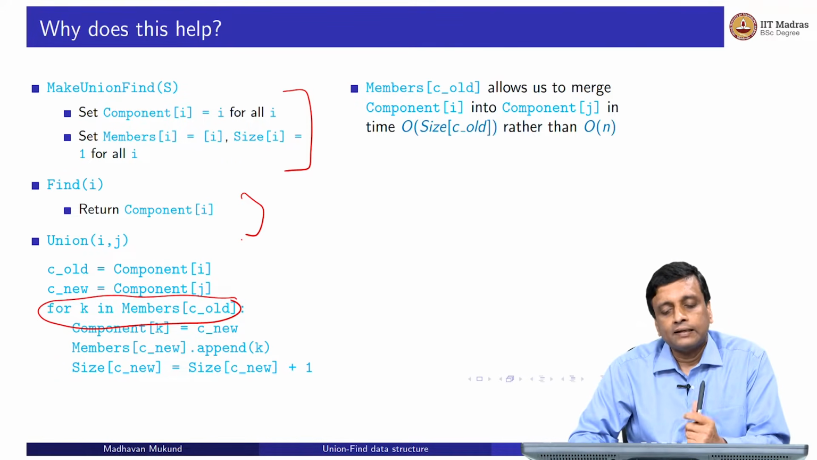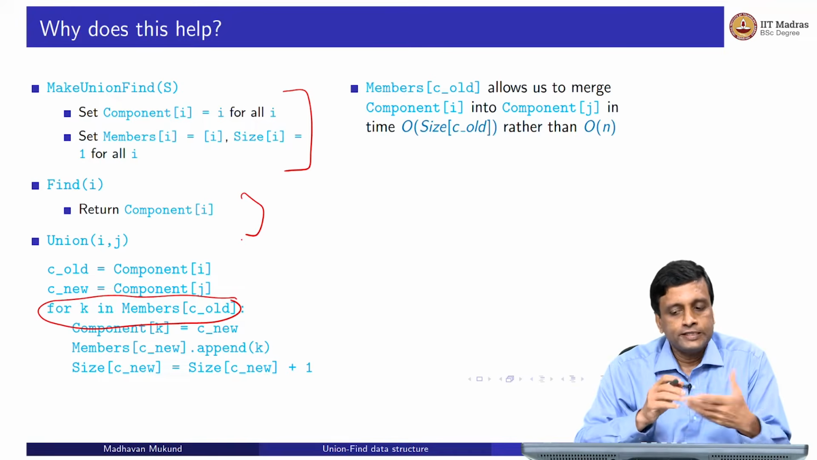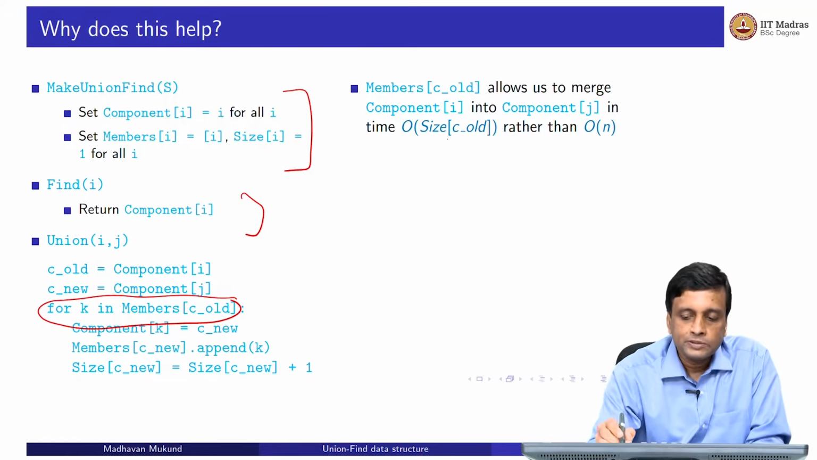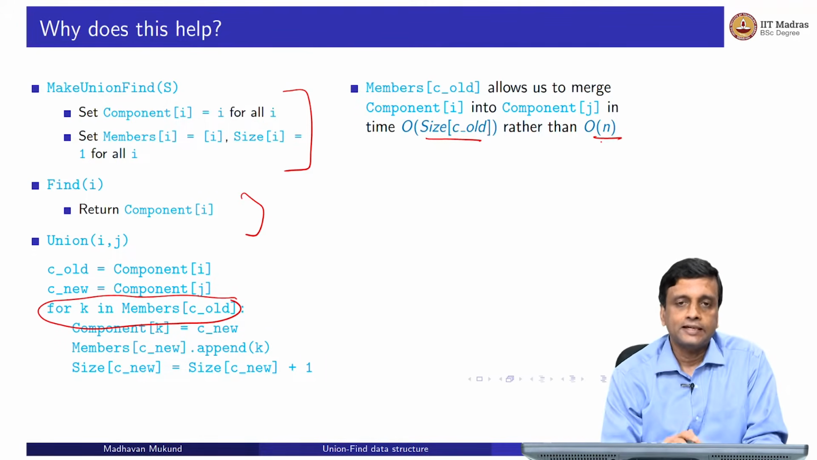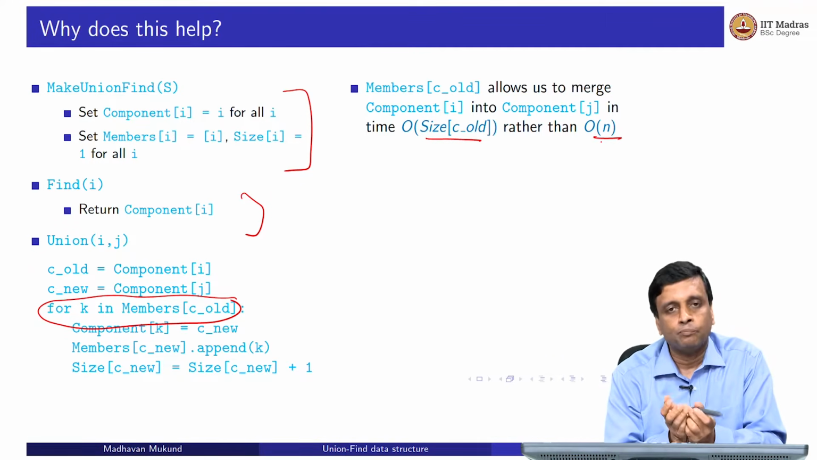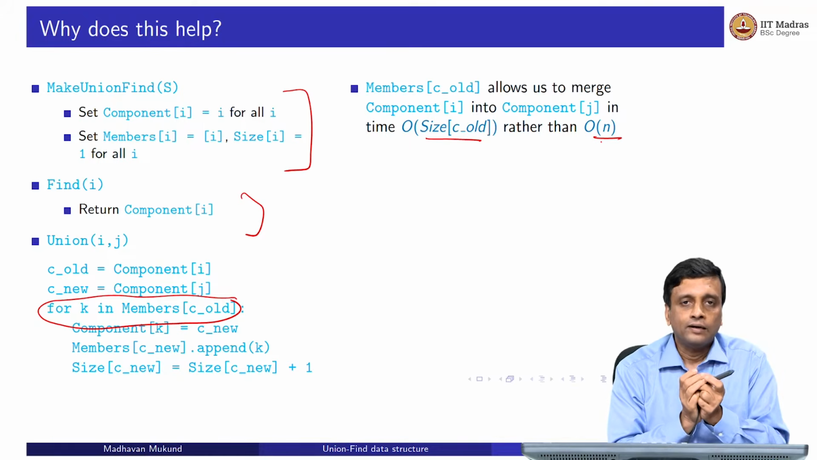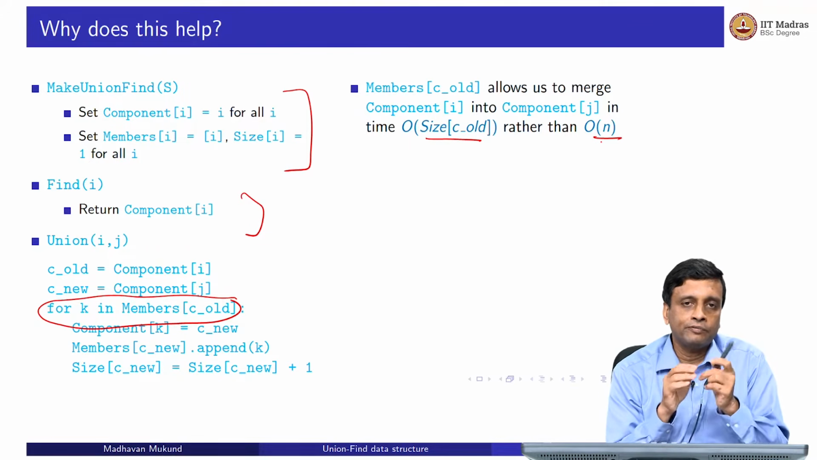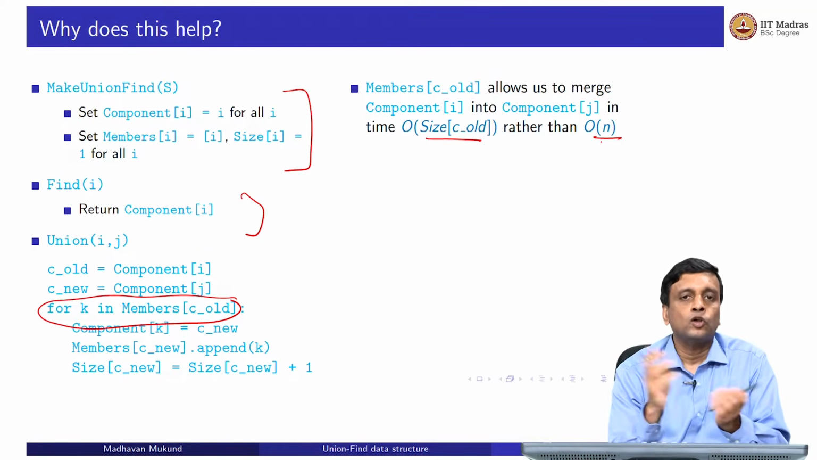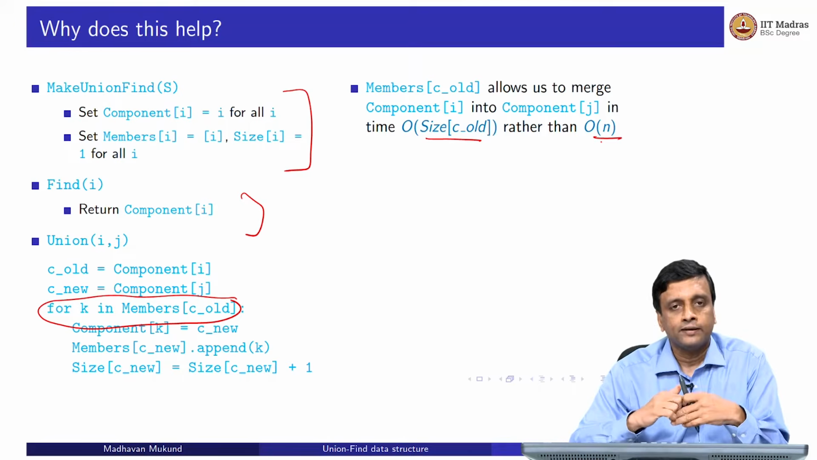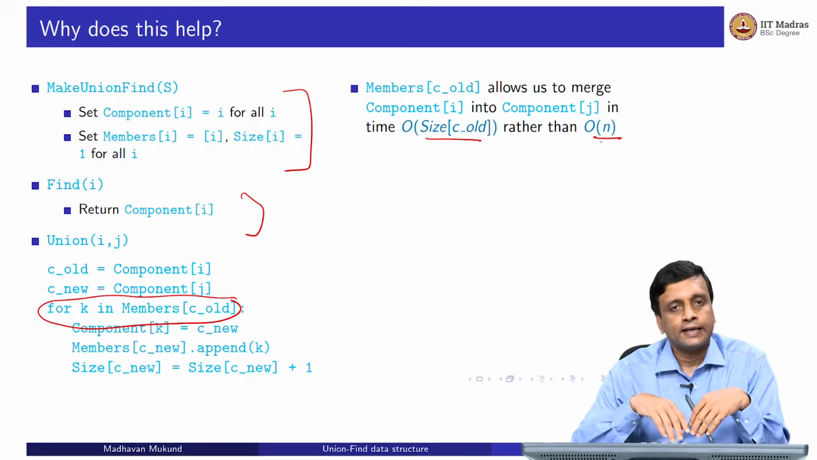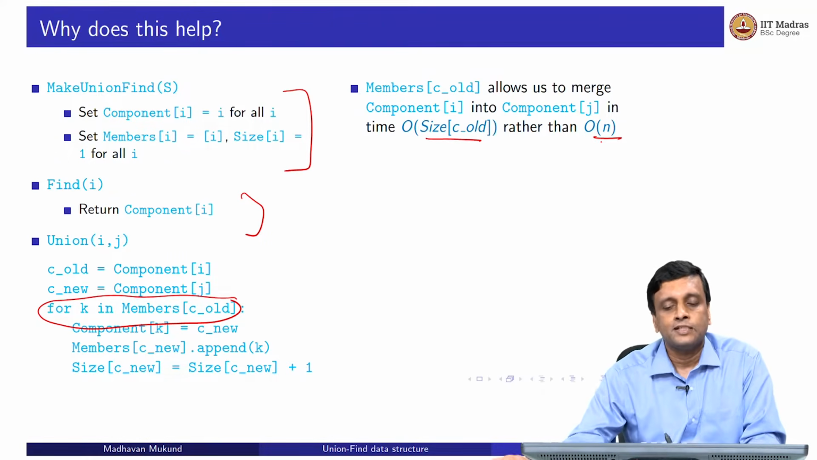The point is that by going over members of C old, we can get away with only working with this many elements rather than this many elements. So when I relabel, instead of looking at order n elements, I am looking at order of the size of the component. This is similar to our graph theoretic things where, when we look at the neighbors of a vertex, we are interested in the degree of the vertex, the actual edges, rather than all the neighbors which are not named. In the same spirit, we are only interested in those elements which belong to this component. We are not interested in scanning all the components, so we are explicitly keeping that in this members list.